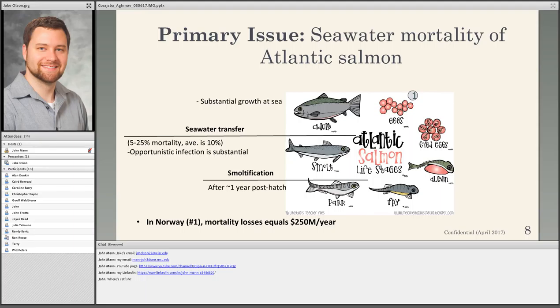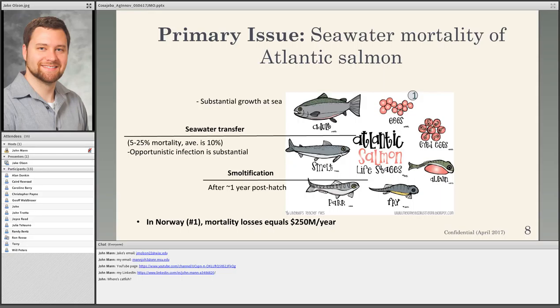And so in a wild salmon, they would grow in fresh water, and then they would make their way to the sea and continue their growth at sea. In terms of commercial production, they're just physically transported to sea after the smoltification takes place.